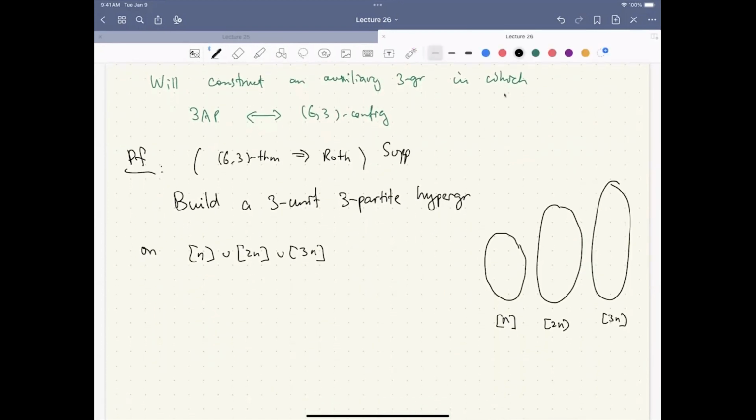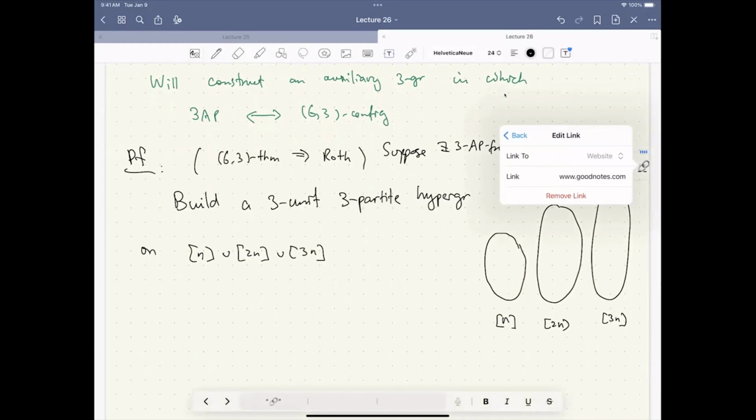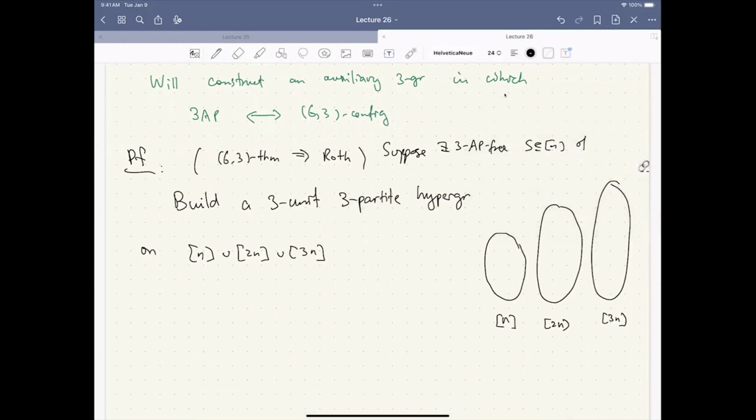I forgot to say this. Suppose there exists a 3AP-free S of size delta n. Good. We have the vertex set down. All the edges, the 3 hyperedges, will contain one vertex from each part.